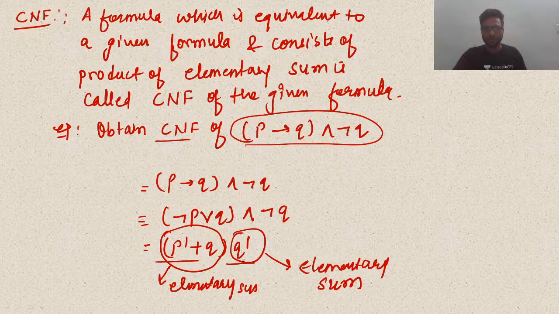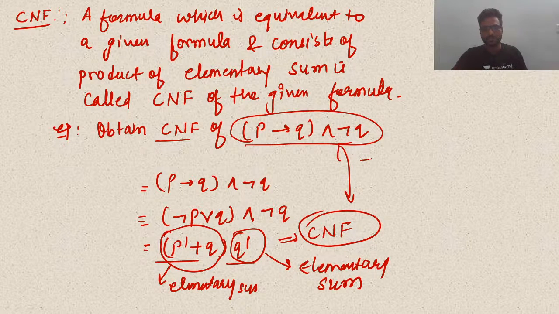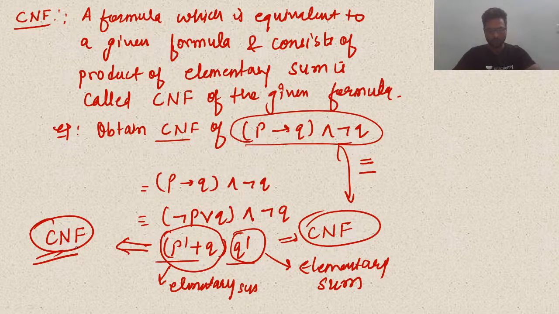Here only one variable or literal is present, and that also comes under elementary sum. When there is only one literal, it is known to be an elementary sum as well as an elementary product. So this one is the conjunctive normal form. You can see these two expressions are equivalent, but this expression is in CNF. Is this one clear to everyone or not?